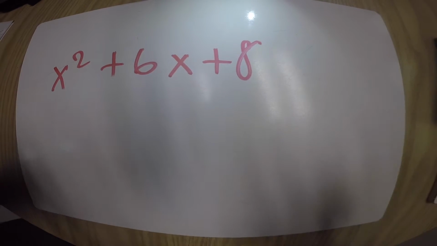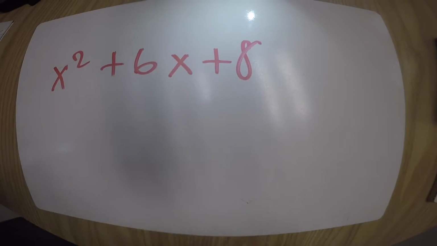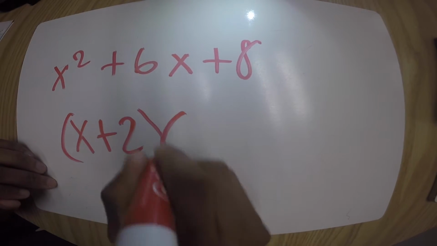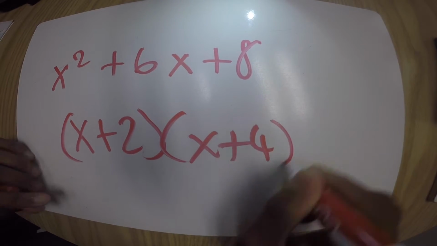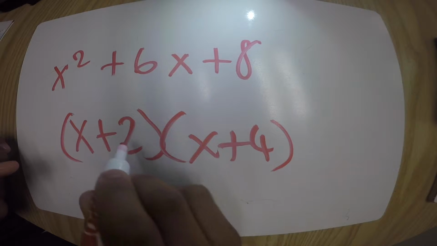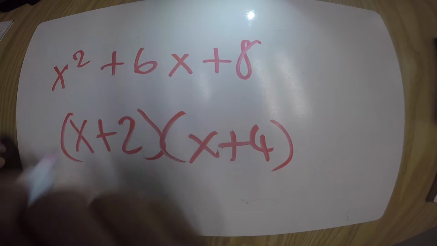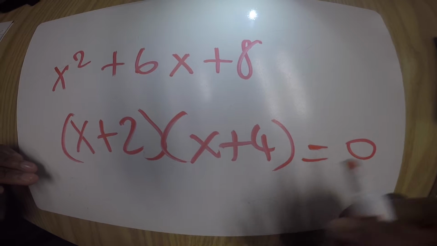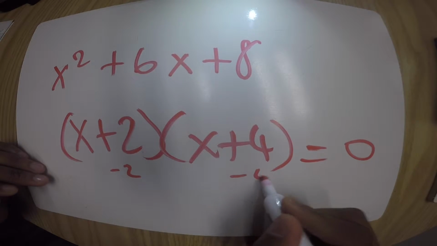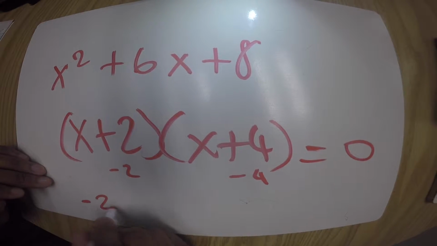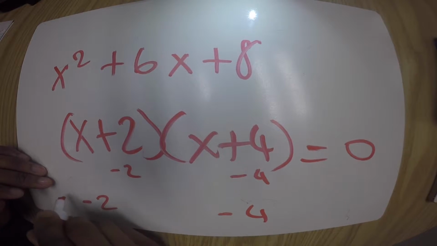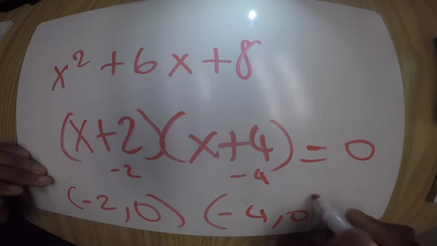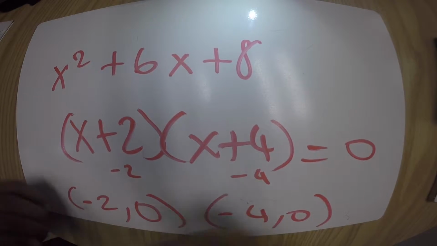For the x-intercept, we simply just factor that equation. So it would be (x plus 2)(x plus 4). 4 times 2 is 8. 2x plus 4x, 6x. Cool. Okay, now set them to 0. Subtract 2, subtract 4. It gives you negative 2, negative 4. You have to put it in an ordered pair. So it's (negative 2, 0) and (negative 4, 0). Cool, right? Okay, cool.